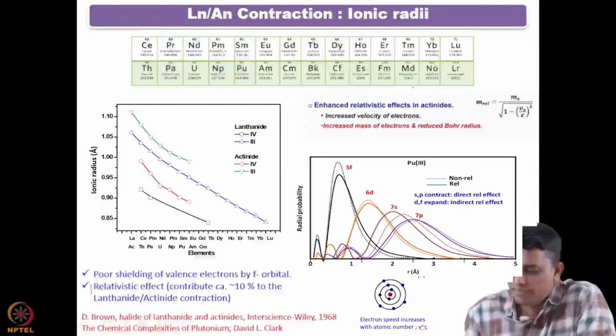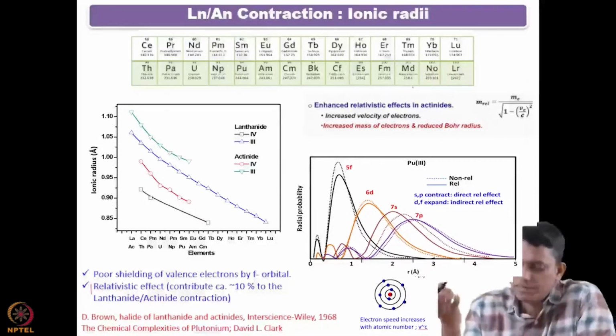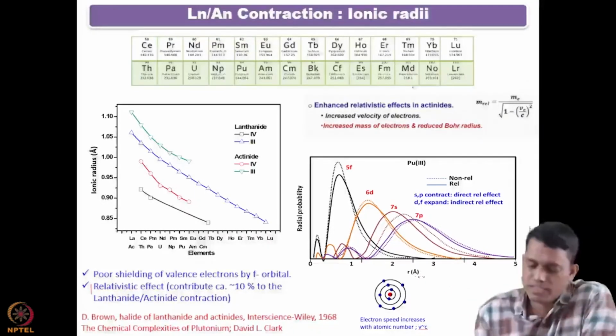But what about the f and d? The non-relativistic is this side, whereas the relativistic is shifted towards the right. So there is a destabilization of d and f, whereas there is a stabilization of s and p. Because of this relativistic effect, the contraction of the lanthanides and actinides also occurs, and almost 10 to 15% of the lanthanide or actinide contraction can be attributed to this relativistic effect.